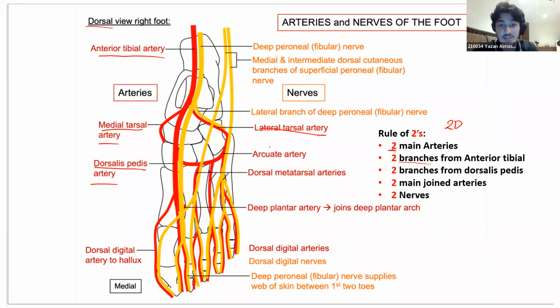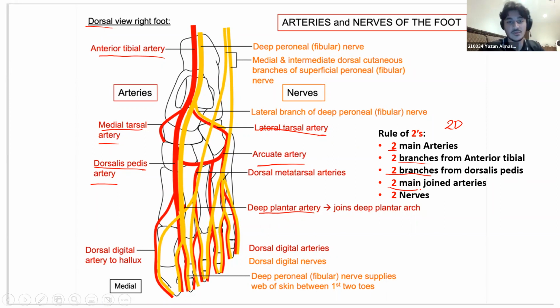These are the 2 main branches from the anterior tibial artery. Then we have 2 main branches from dorsalis pedis, which are the arcuate artery, as well as the deep plantar artery. And then you have 2 main joint arteries.